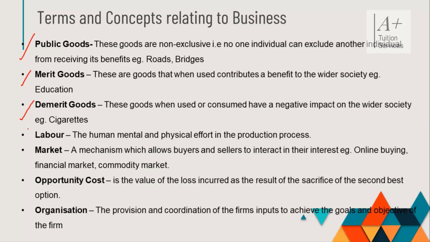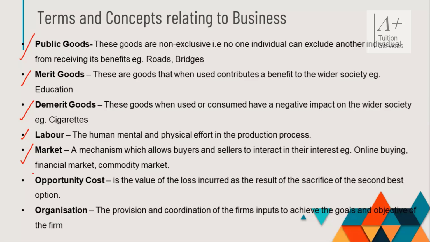We have what is called labor, the human mental and physical effort of the production process. So labor involves the human and their related mental and physical efforts. Then we have the market, a mechanism which allows buyers and sellers to interact in their interests. Examples: online buying, the financial market, or even the commodity market, such as the market in Port of Spain, or the one in Macoya, or the one in San Juan.